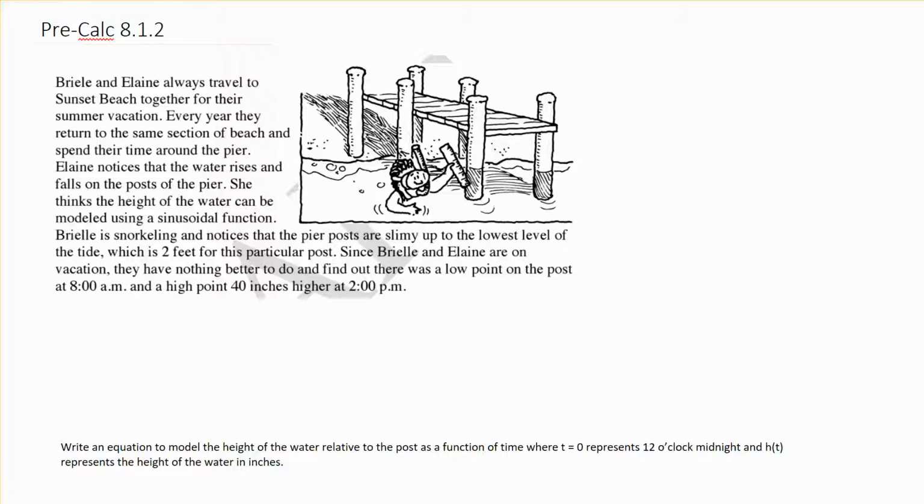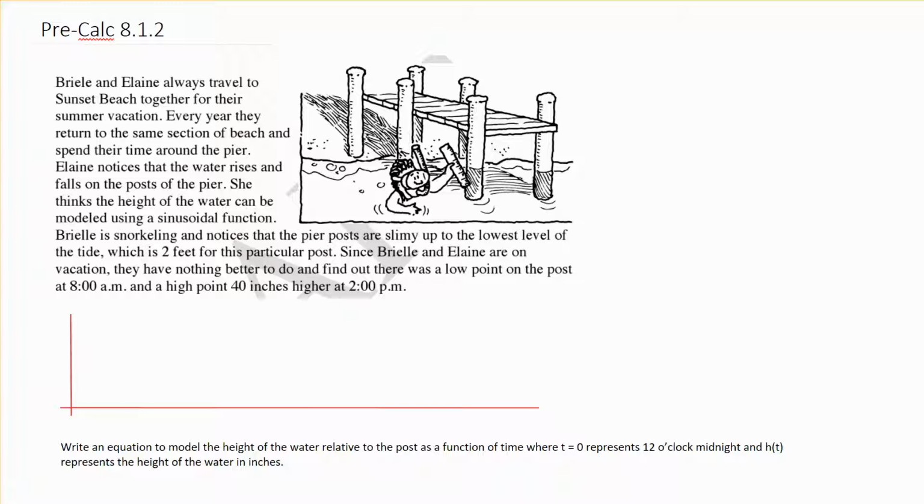So the first thing we want to do for all these problems is to write an equation to model the height of the water relative to the post as a function of time, where t equals 0 represents 12 o'clock midnight, and h of t represents the height of the water in inches. So I would definitely suggest sketching a graph first.